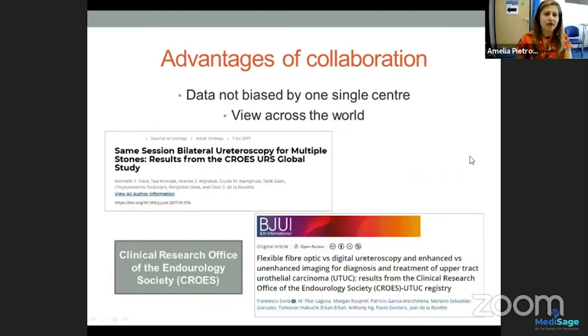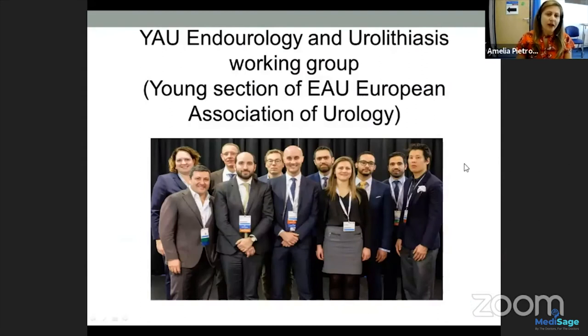A similar example of collaboration can be found with the Clinical Research Office of the Endourology Society, and they've done a lot of work with multicentric studies in previous years in all fields of endourology, and we want to follow their example. The most important point to focus on when we discuss collaboration is mainly that the data, when they are shared and collected by different centers, are not biased by one single center. And also this can give a better view across the world.